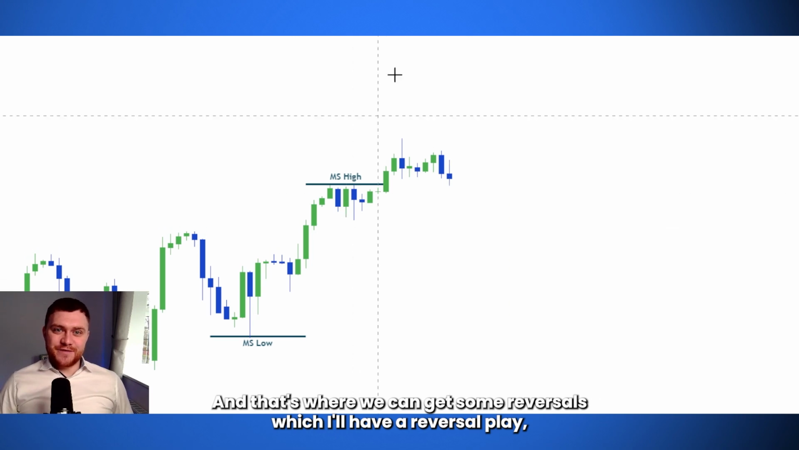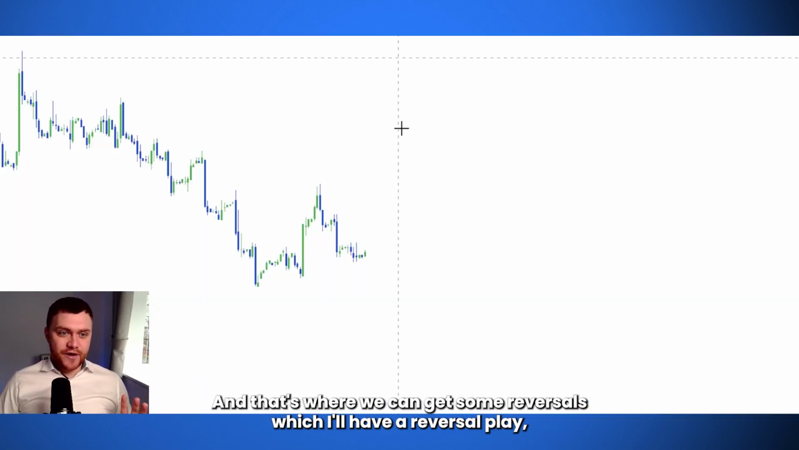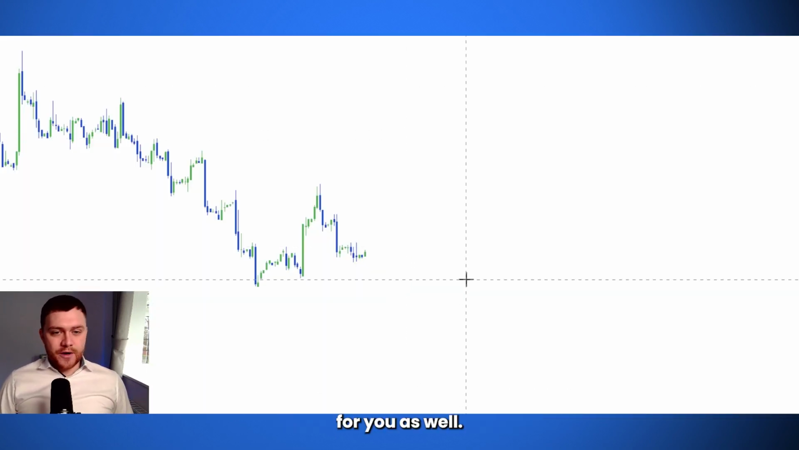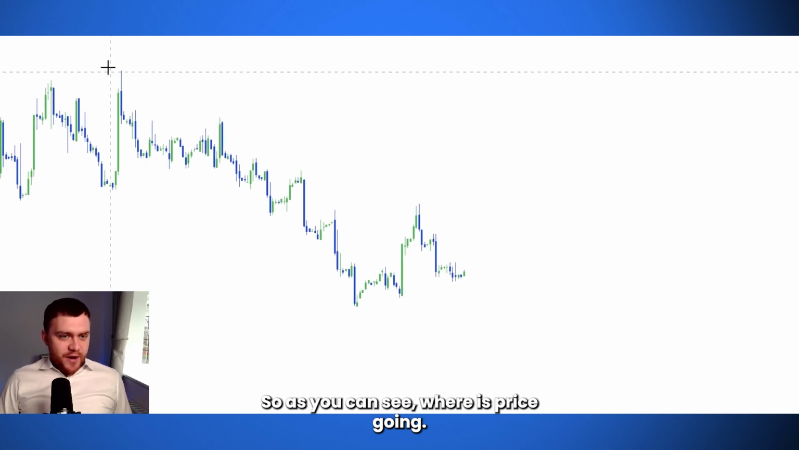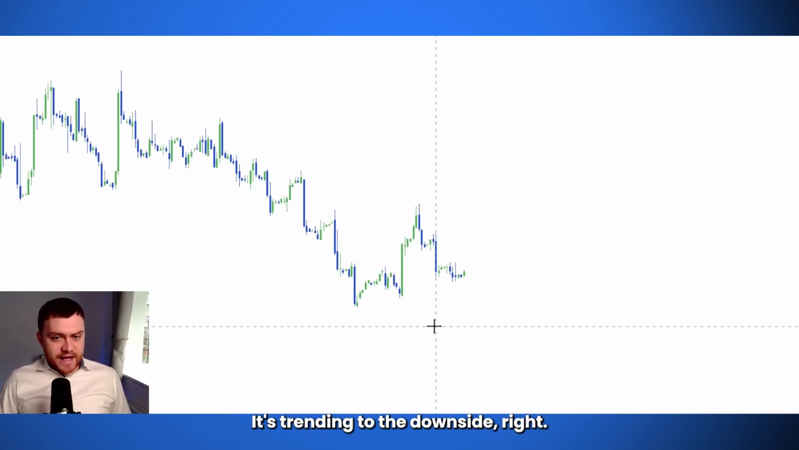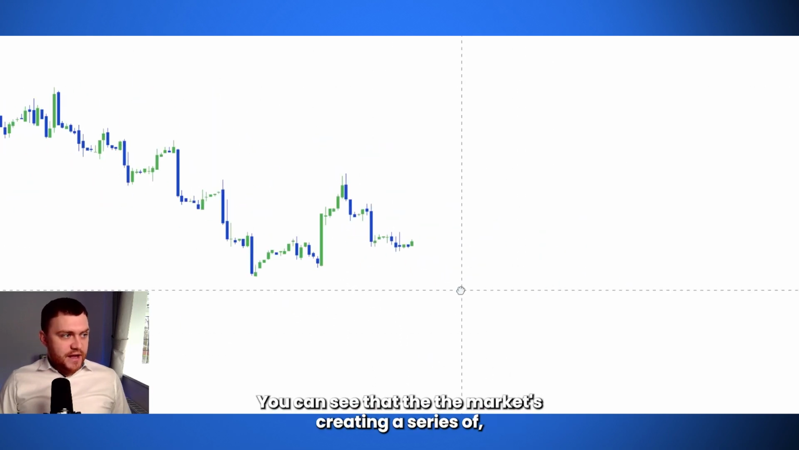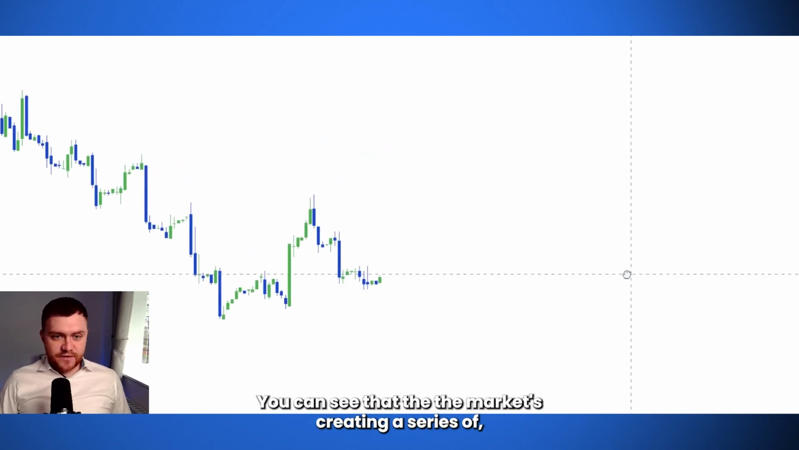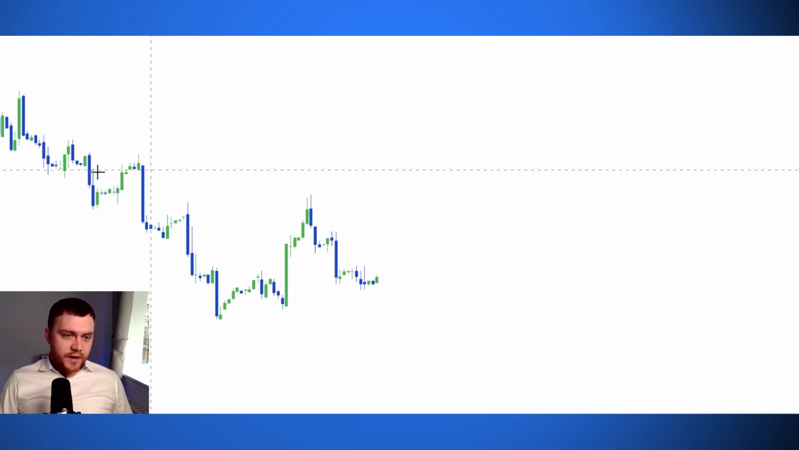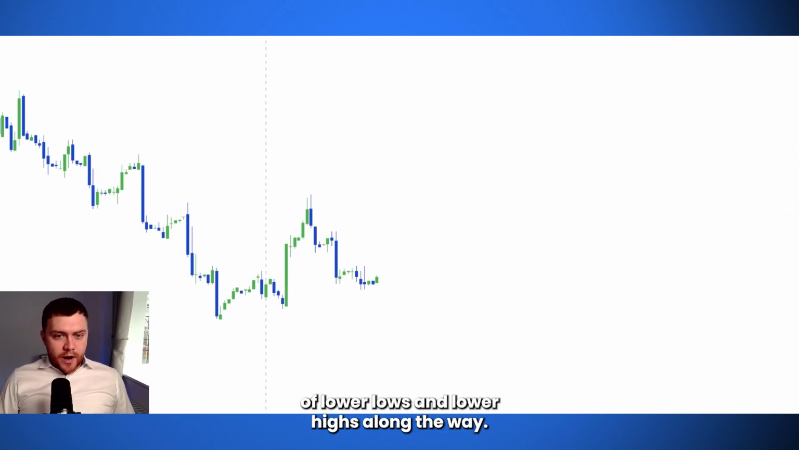And that's where we can get some reversals, which I'll have a reversal play for you as well. So as you can see, where's price going? It's trending to the downside, right? We're trending from A to B. You can see that the market's creating a series of lower lows and lower highs along the way.